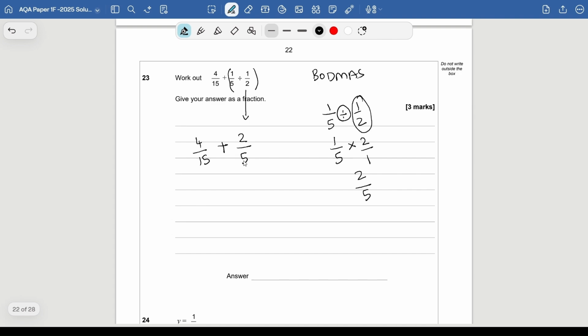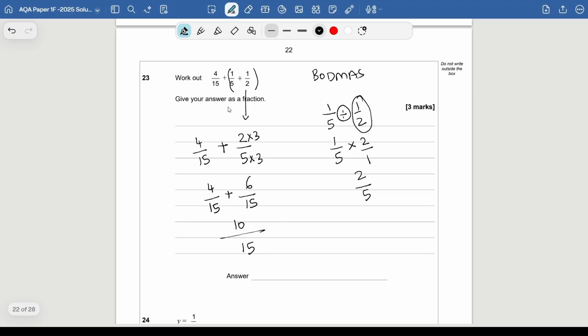So here we have 15 and a 5. Well, 15 is a multiple of 5. So we can do 5 times 3 gives me 15. So the numerator also should be times 3 here. So this fraction will be 2 times 3 is 6 over 15. And that's a 4/15. So now we have the same denominator. We can write it as a common denominator. 4 plus 6 is a 10. 10 over 15 is the answer.